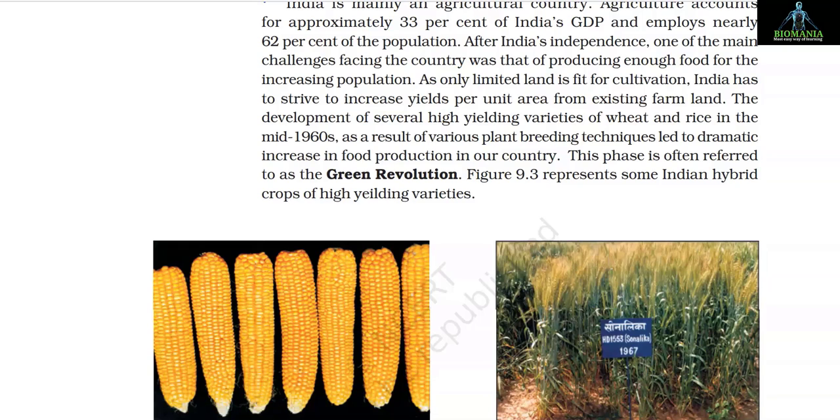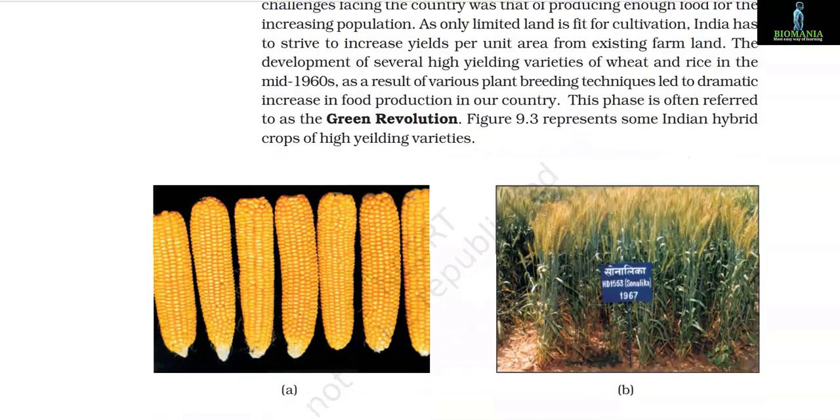existing farmland. The development of several high-yielding varieties of wheat and rice in the mid-1960s as a result of various plant breeding techniques led to dramatic increase in food production in our country. This phase is often referred to as the Green Revolution. Figure 9.3 represents some Indian hybrid crops of high-yielding varieties.